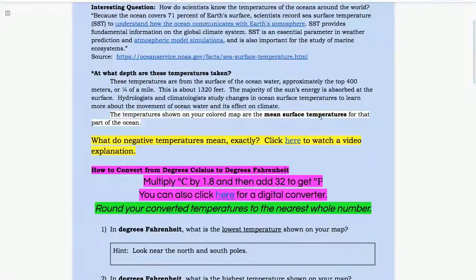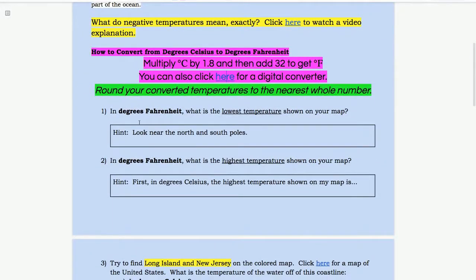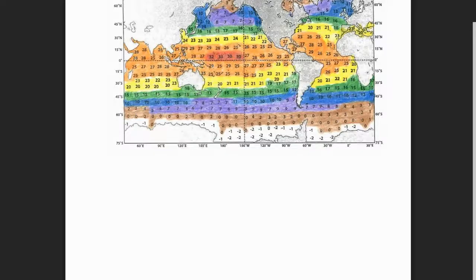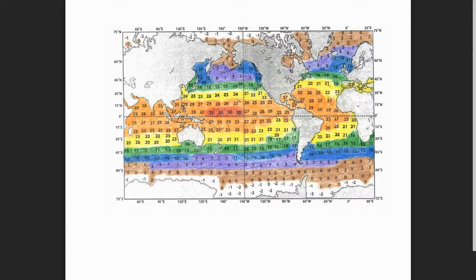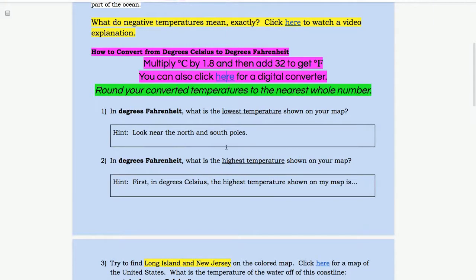So let's go back, and it says, in degrees Fahrenheit, what is the lowest temperature shown on your map? So we should look to the north and south poles. The lowest temperature shown on the map would be -2 degrees Celsius. So the way negative temperatures work, the further away you get from zero, if you're a negative number, if you're a negative temperature, the colder that temperature is. So we will say -2 degrees Celsius.